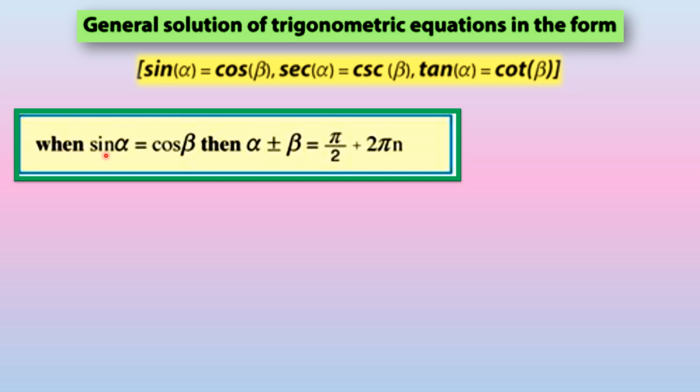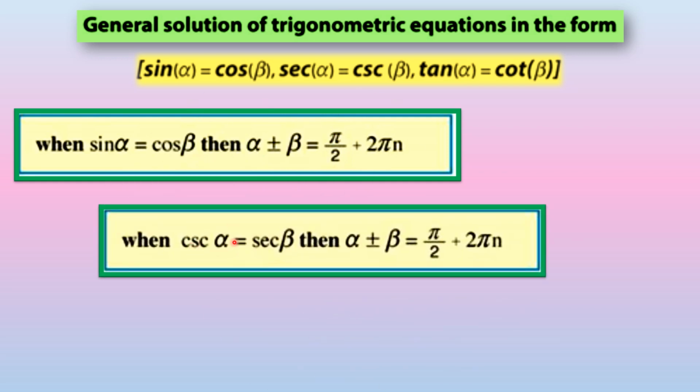Sine alpha equals cosine theta, then alpha positive or negative theta equals pi over 2, which is 90, plus 2 pi n, which is n times 360. When cosec alpha equals sec theta, then alpha positive or negative theta equals pi over 2 plus 2 pi n, the same as the previous rule.